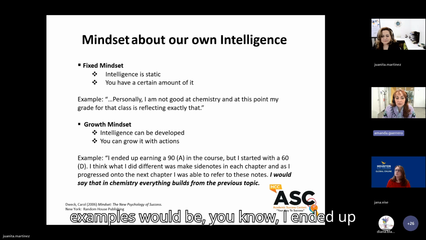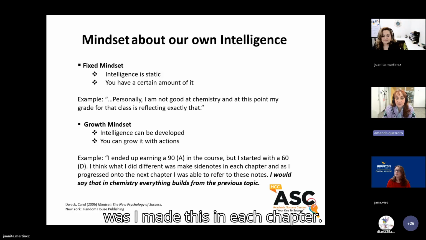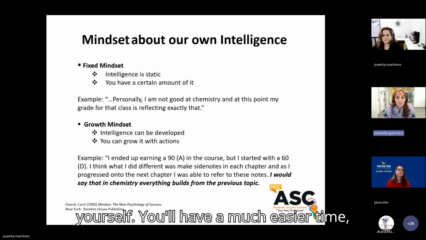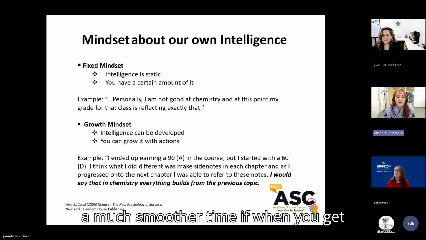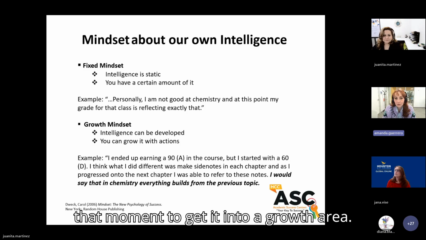An example would be, I ended up earning a 90 in the course, but I started with a 60. I think what I did differently was I made notes inside each chapter, and as I progressed into the next chapter, I was able to refer to those notes. In chemistry, everything builds from the previous topic. So how you go into each day, each week, each course about where your mindset is at, it's really good to check yourself. You'll have a much smoother time if, when you get yourself into this fixed mindset, you change how you think about whatever it is at that moment to get it into a growth area.